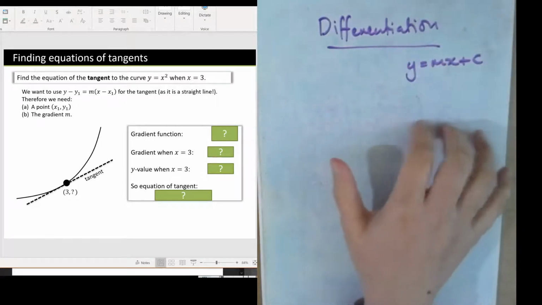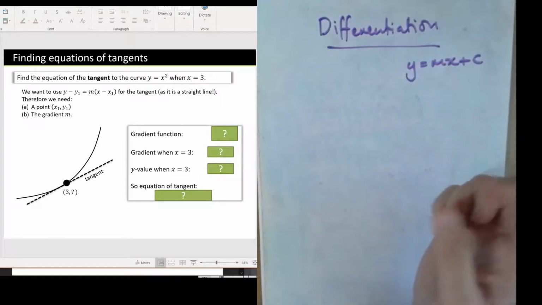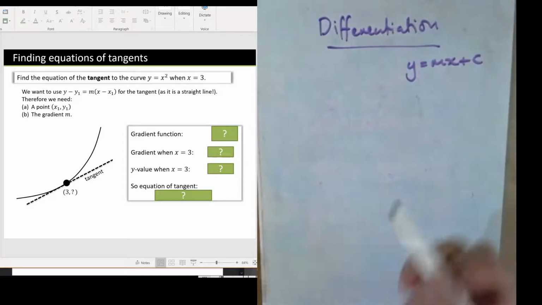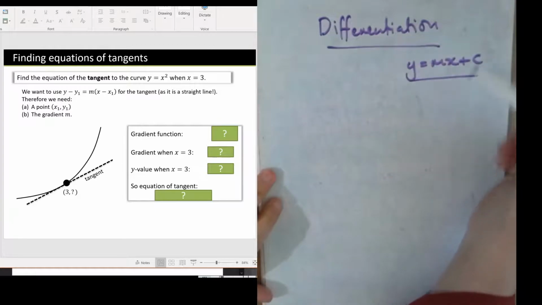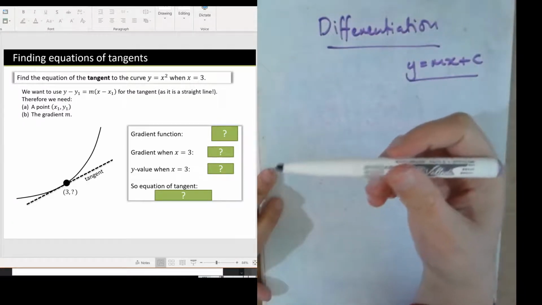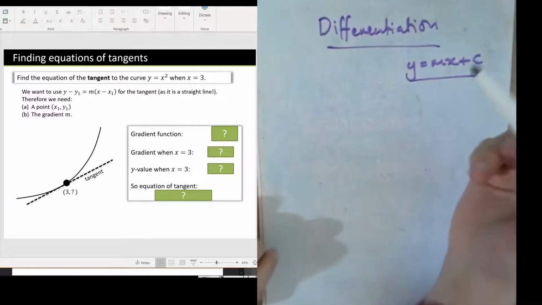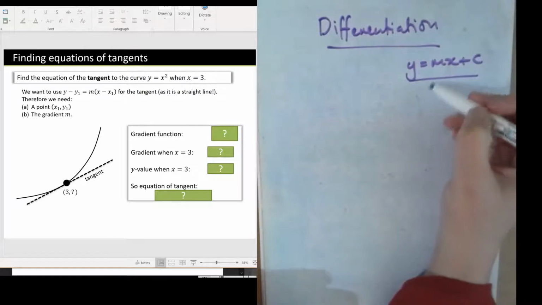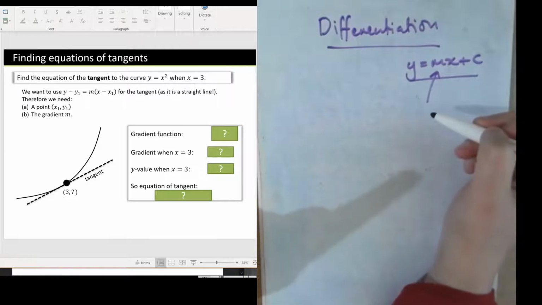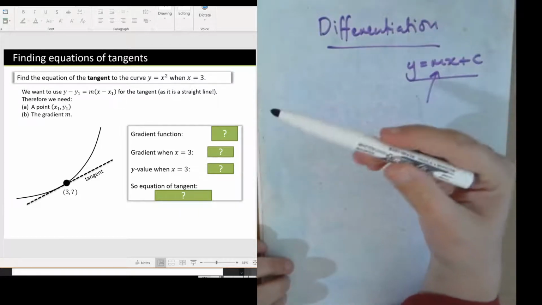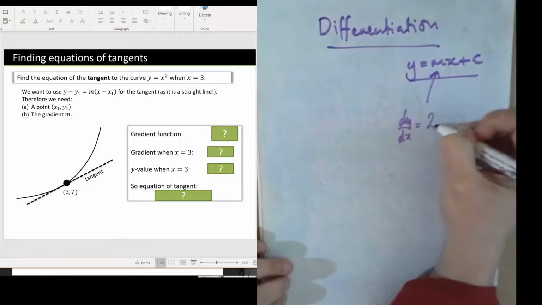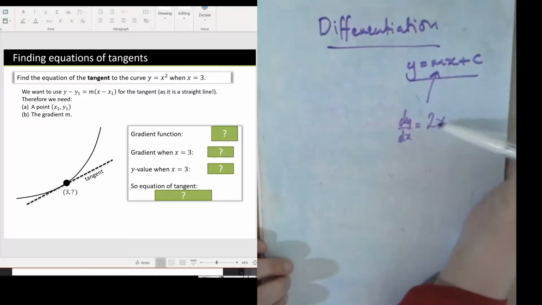Okay, so we've got this. I need to find the equation of the tangent to that curve when x equals 3. So in order to find that equation, I'm going to work through on this one, and then we'll also just check to see how you would do it with that equation. So I first need to find out what the differential is. The differential to that curve would then be dy over dx, which is 2x, because it says x squared, so I know the dy over dx is just going to be 2x.